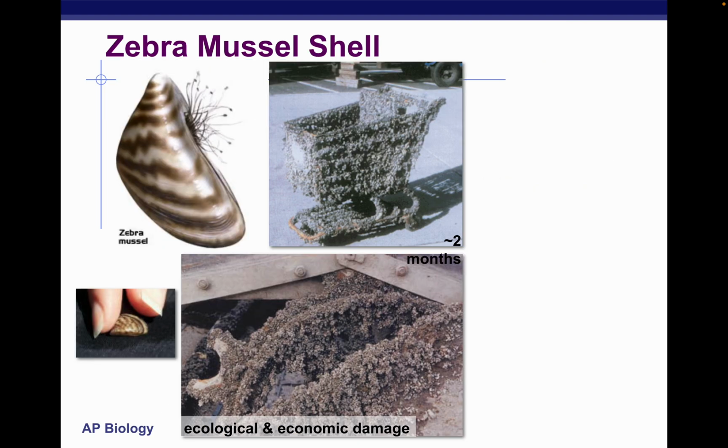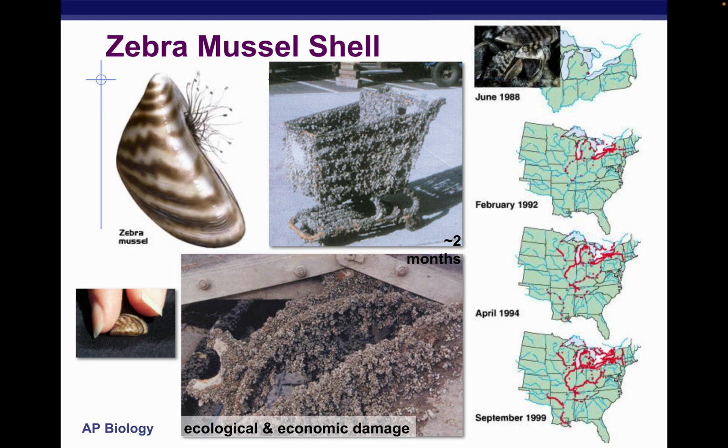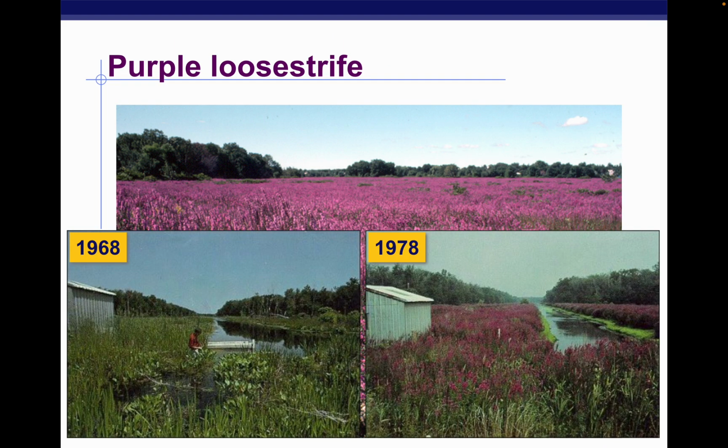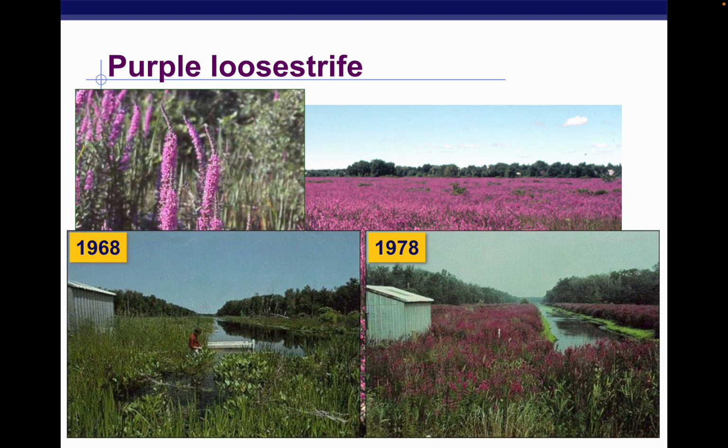Okay, so this is showing you the zebra mussel shell. In June of 1988 they were introduced, and look at what happened in February 92, April of 94, September 99. They just became completely invasive and took over. So again, reduces diversity, loss of food and nesting sites for animals, and it causes economic damage, right? This is our purple loosestrife. This is the plant. We're looking at 1968 versus 1978.